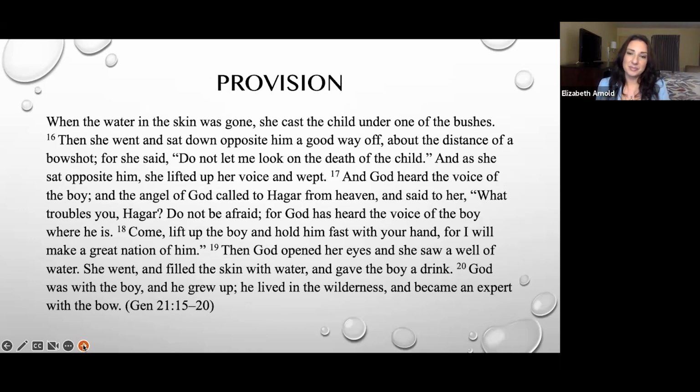And then finally, I think that very often when we're looking at water in smaller proportions, what we usually see is water being a symbol of God's provision and care.